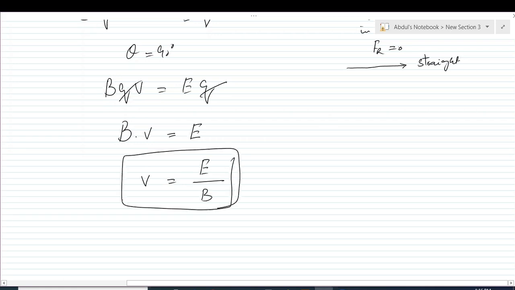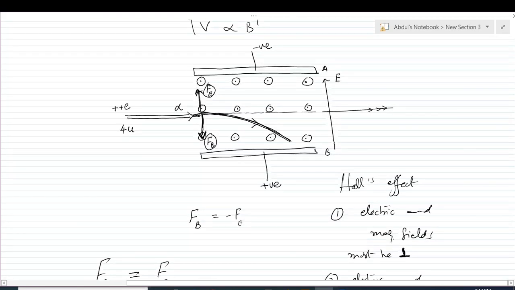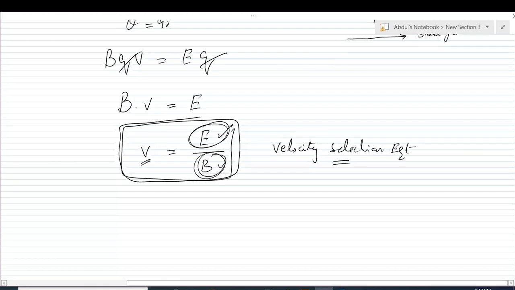So for the Hall's effect, this ratio is very important. It is the ratio between the electric field strength and the magnetic field strength, and this is called the velocity selection equation. It means which magnitude of velocity must be selected for the Hall's effect. First calculate the ratio between the electric and magnetic field, then select the velocity equal to that ratio. So definitely the moving charged particle will follow a straight path due to the Hall's effect. This is called the velocity selection equation: V is equal to E over B.